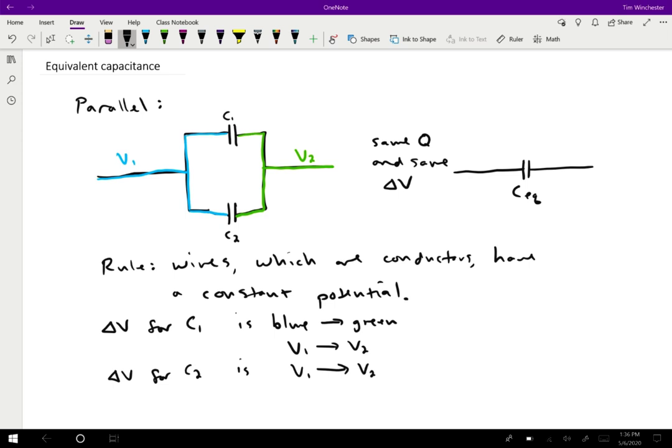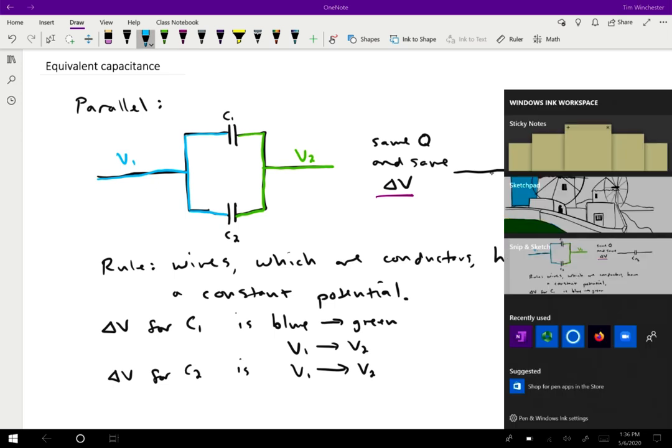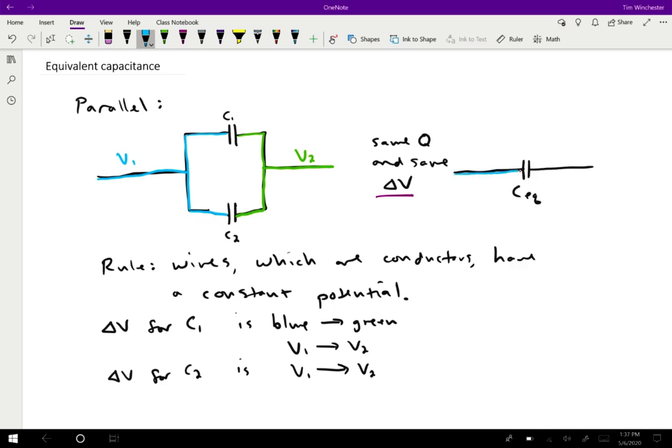Likewise, I told you that I want to have the same delta V for the equivalent capacitor. So that means I'm going to have V1 on the left, and I'm going to have V2 on the right. That tells me that delta V for C equivalent is also V1 to V2. Whatever the difference is between those, that's my delta V.